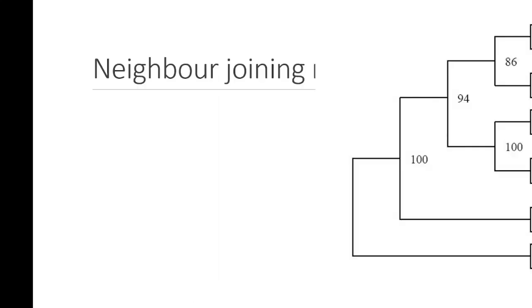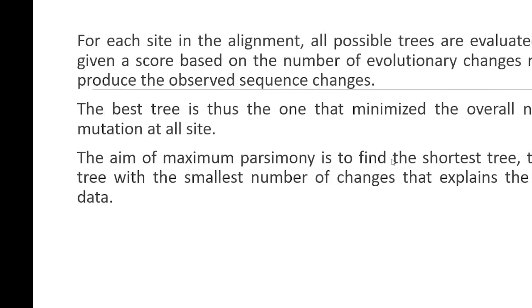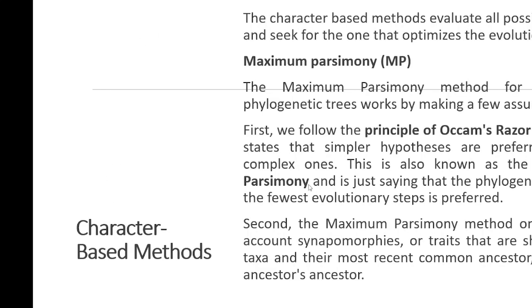Then we have neighbor joining. While you are going for phylogenetic tree construction, you might come across this term, neighbor joining. Then maximum parsimony. Maximum parsimony is actually based on one principle, the principle of Occam's razor. That states that simpler hypotheses are preferred to complex ones. When we are building a tree, that principle is combined with the principle of parsimony, which says that a phylogenetic tree with the least number of evolutionary steps is often preferred by nature.